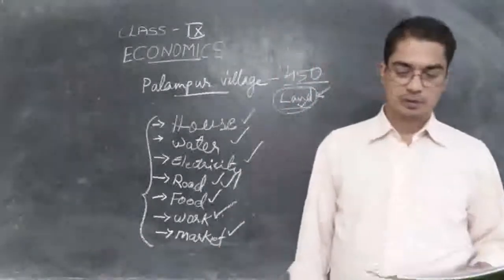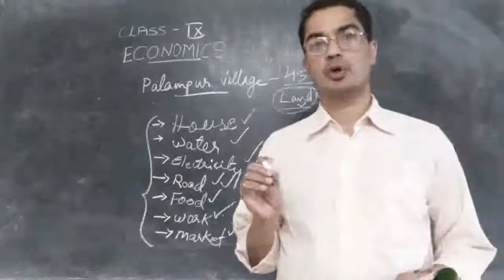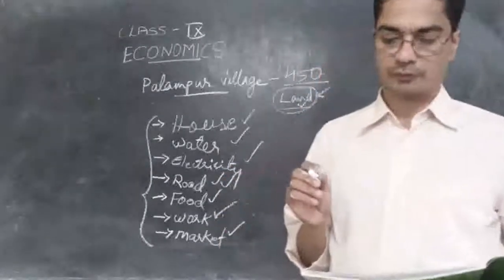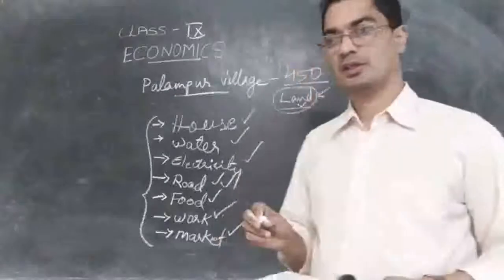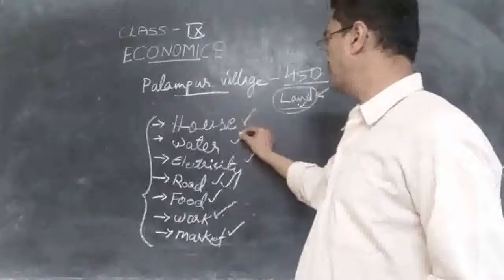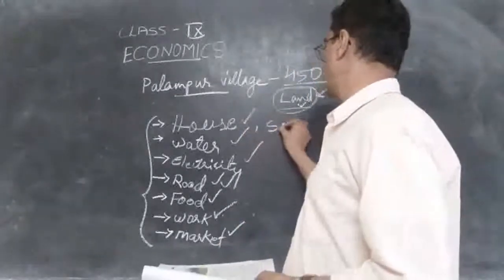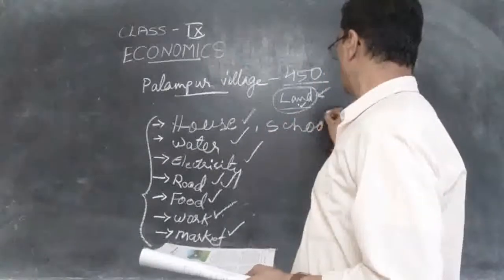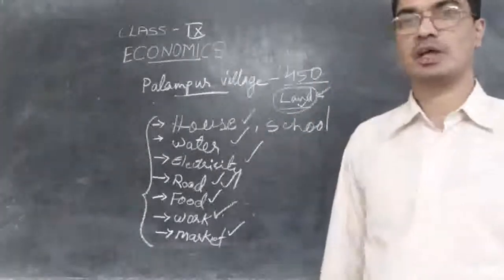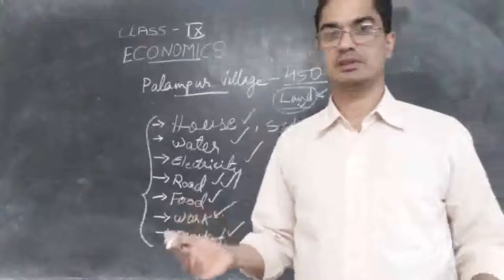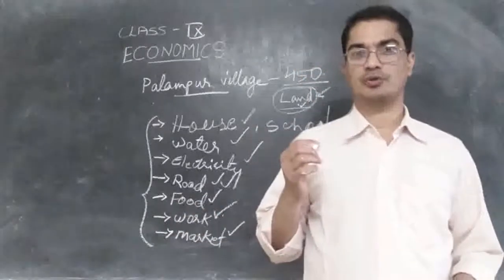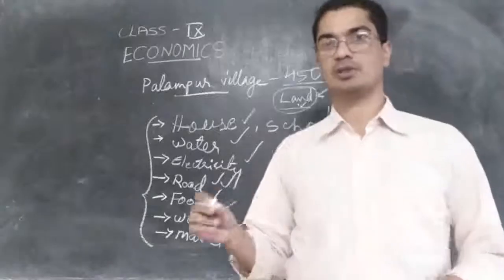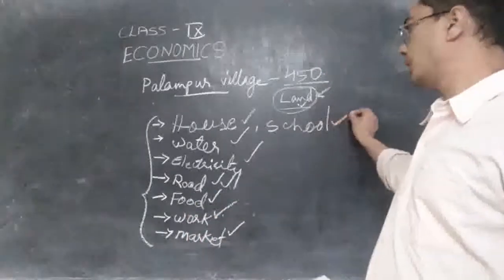Then people are also able to do small business. And Palampur also has got a school. Another important thing that is needed for development is school. If you don't have school, all the children will remain ignorant. They will not be able to read and write. So they have got these schools.